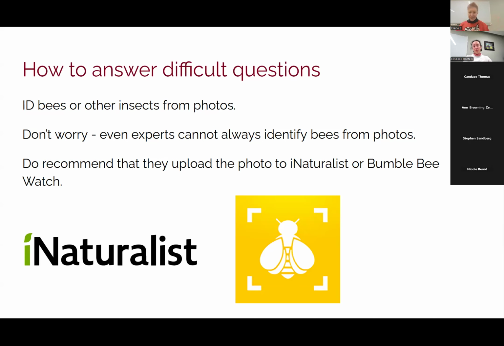Another aspect of this is letting them know if they do share their photos with either Bumblebee Watch or iNaturalist, that becomes part of a really important scientific record, that scientists are using those records to look at what's happening with pollinators. So beyond just it being a tool for them to figure out what they're seeing, it's a way to broaden the impact of what their observations are.